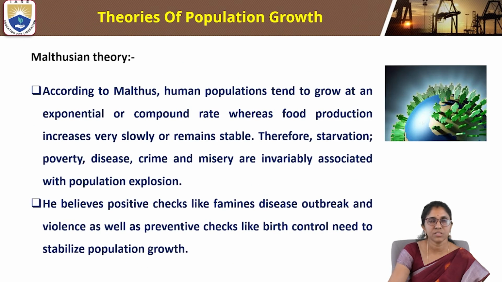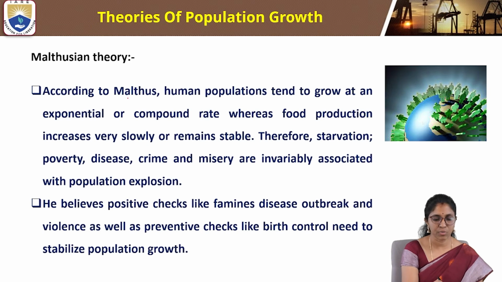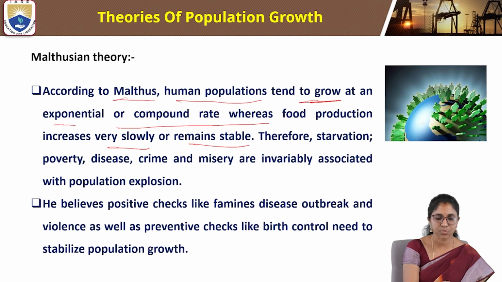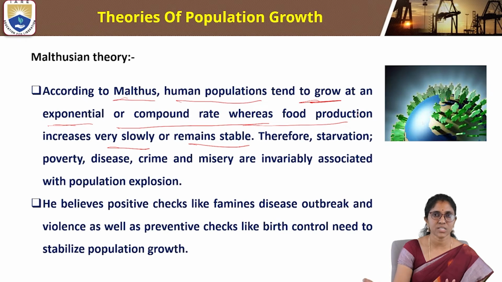Here we have two theories of population growth. The first one is the Malthusian theory. According to Malthus, human populations tend to grow at an exponential or compound rate, whereas food production increases very slowly or remains stable. Therefore, starvation, poverty, diseases, crime and misery are invariably associated with population explosion.